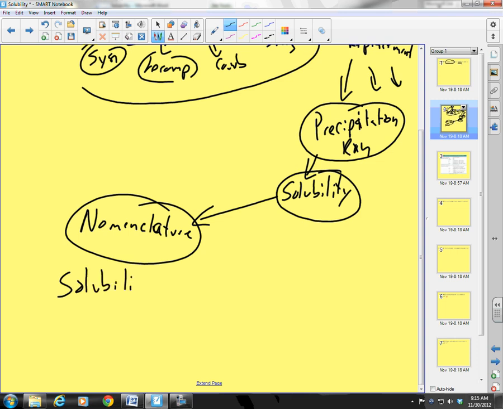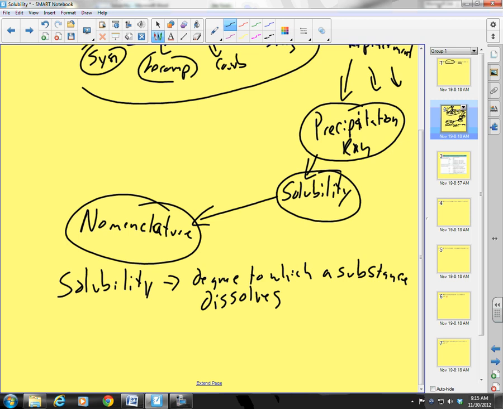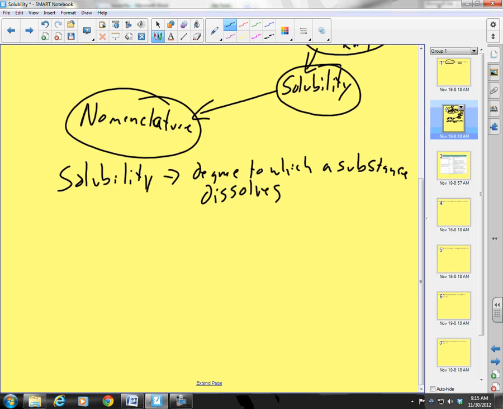Solubility. I guess I would call solubility the degree to which a substance dissolves. That's a rough qualitative definition. And then under solubility, we have two options. Things are either soluble or things are insoluble.